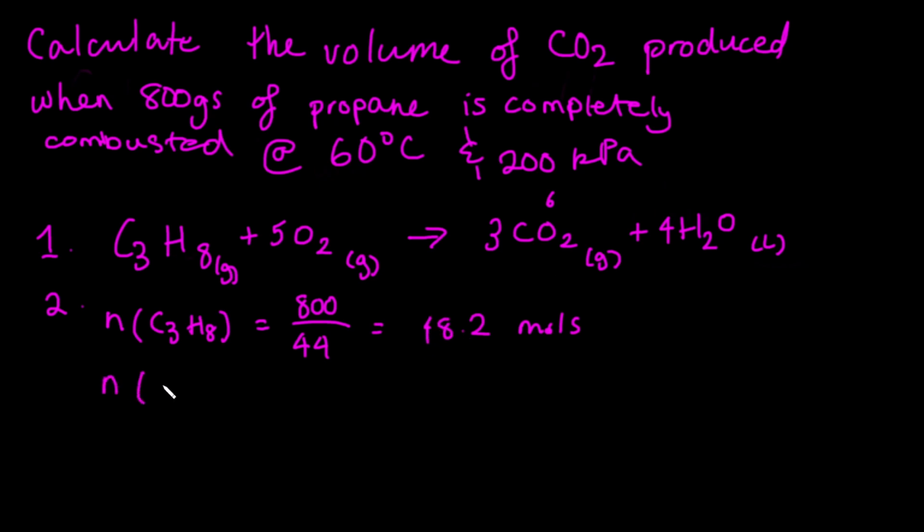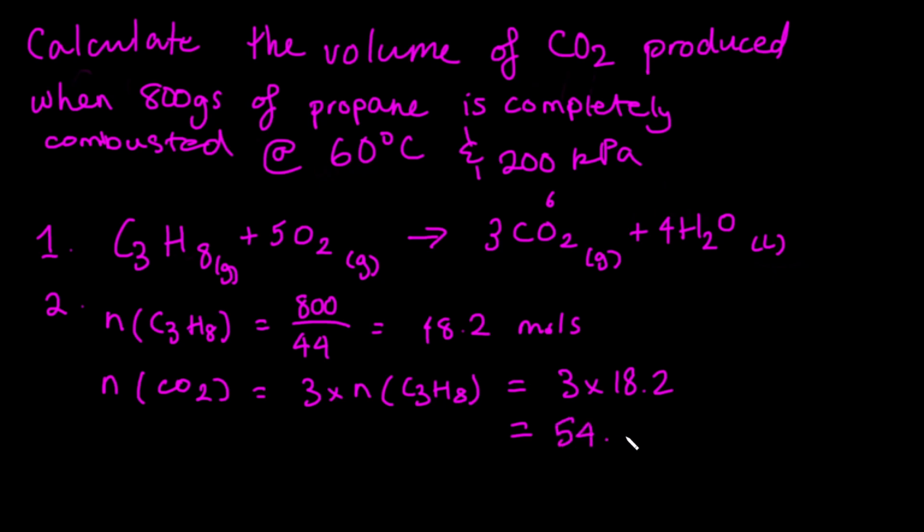So n, or the moles of CO2, is equal to 3 times n of C3H8, which is the same thing as 3 times 18.2, which is ultimately equal to 54.5. Obviously this has been rounded, moles. So this value is rounded, and that's how we get to this point. So now that we have the moles of carbon dioxide, we need to find the volume.